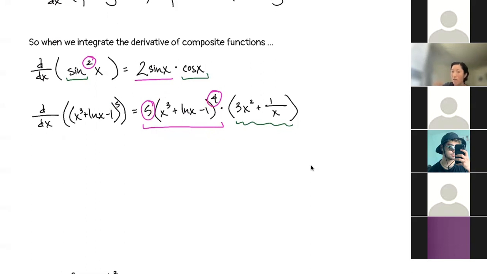Additionally, we've said things that are raised to a power are a good choice for a u. Another good choice for u is if you see a function and, holy cow, you see the derivative of that function, this better be your u. If you see a function that also has its derivative in the problem, that's a good choice for your u.